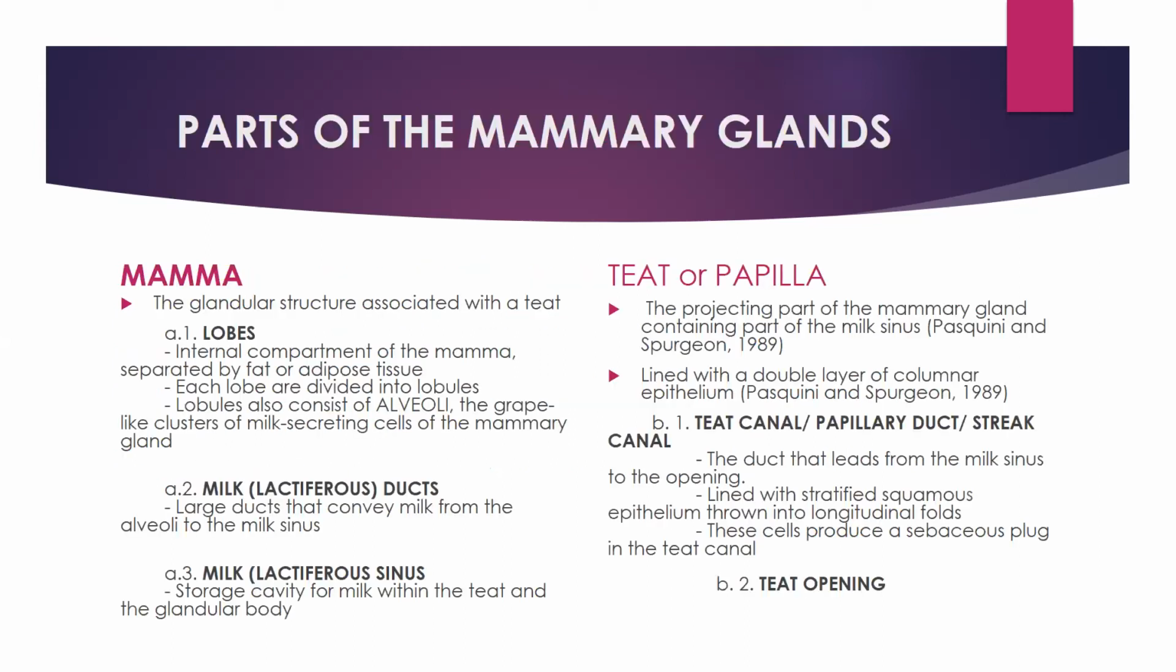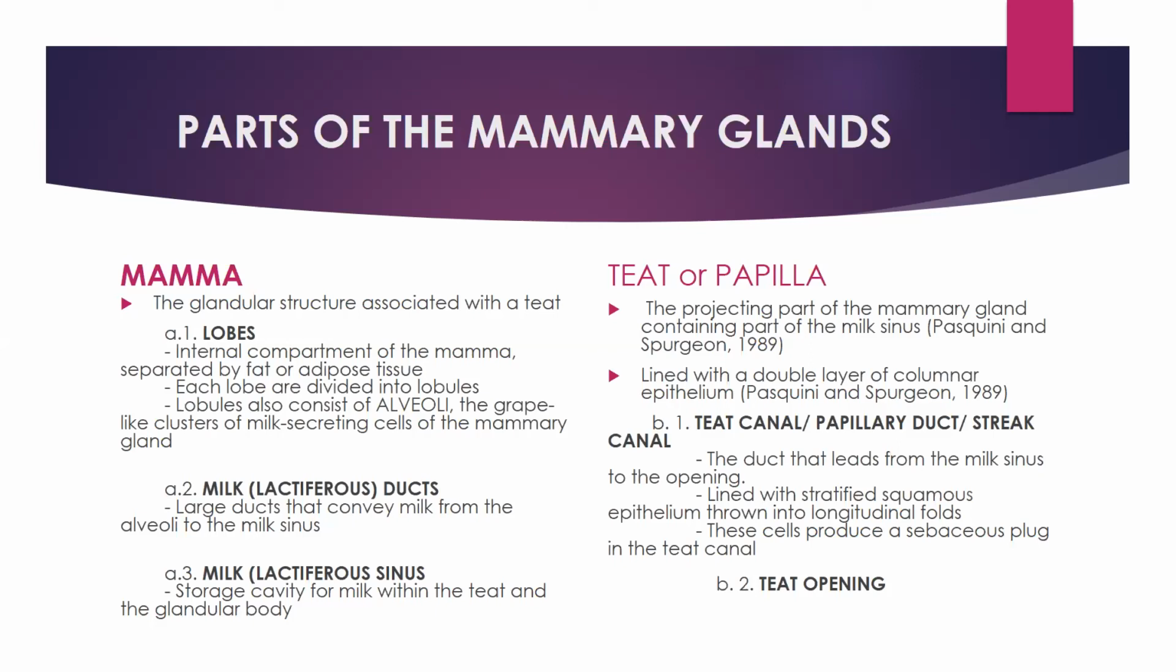So parts of the mammary glands: for the mamma, the glandular structure associated with the teat, they have lobes. The lobes are internal compartments of the mamma, which are separated by fat or adipose tissues. And each lobe is divided into lobules. And lobules also consist of alveoli, which are the grape-like clusters of milk-secreting cells of the mammary gland.